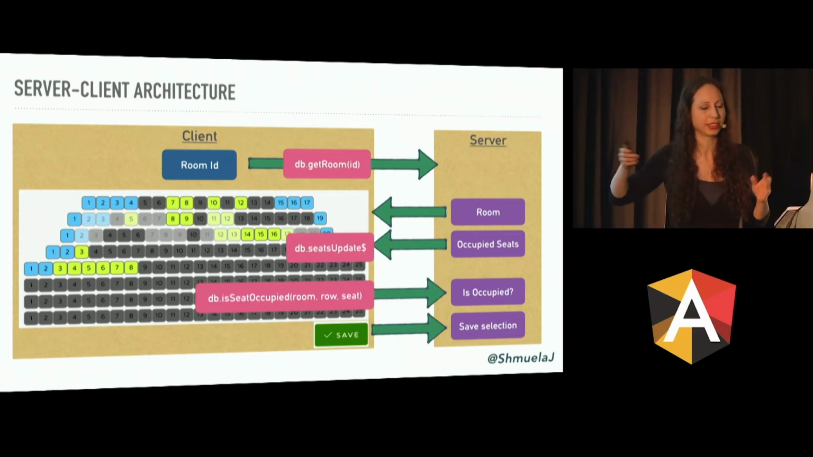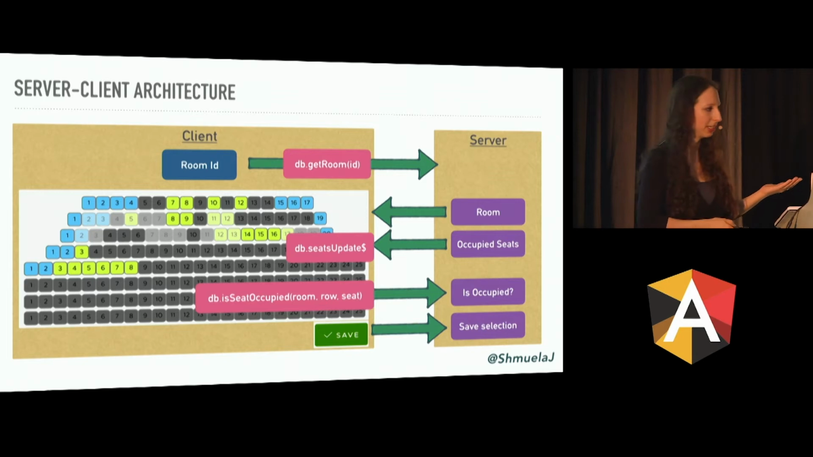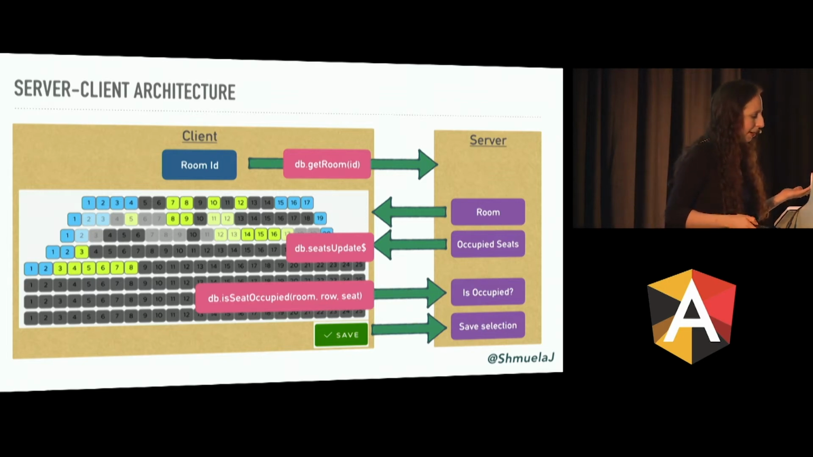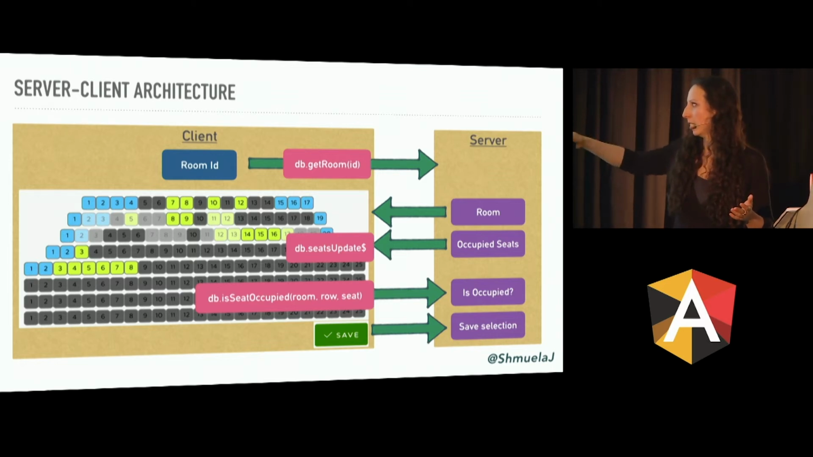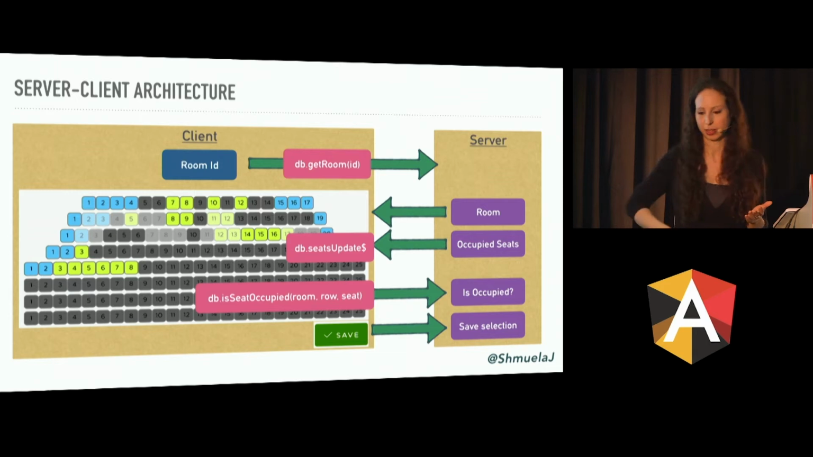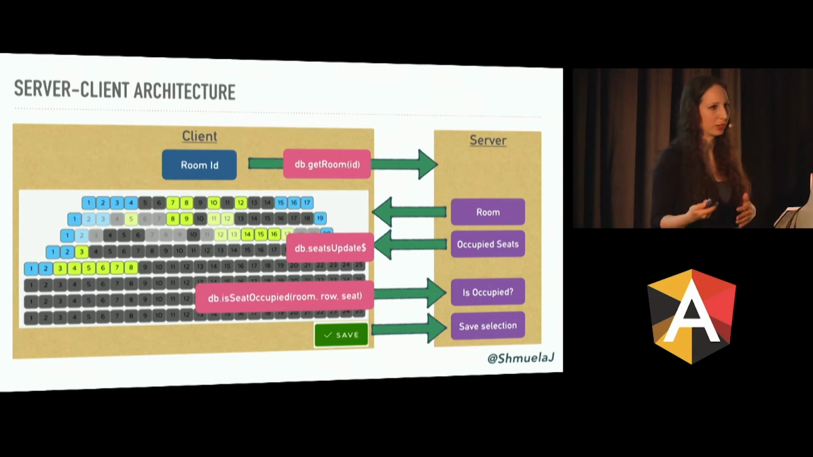There's a DB service that I implemented that has these methods that you might see in the slides. So we get the room by ID, seats update observable, because we get the data all the time, and is seat occupied, that's for the validation.